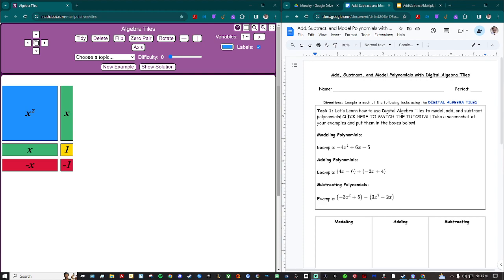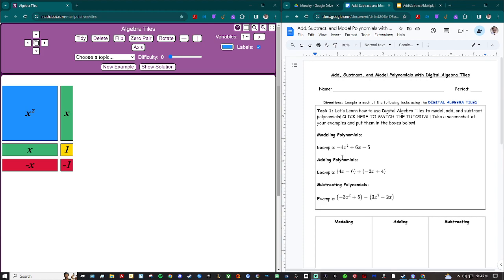You should be on Monday and have opened up today's document that you will be working on your Chromebooks in class. For our first task, you're watching this video, and we're going to go ahead and go through these three examples together. So our first example is modeling a polynomial. So we're just going to re-represent a polynomial with algebra tiles. So make sure you go ahead and open up the link to the digital algebra tiles.